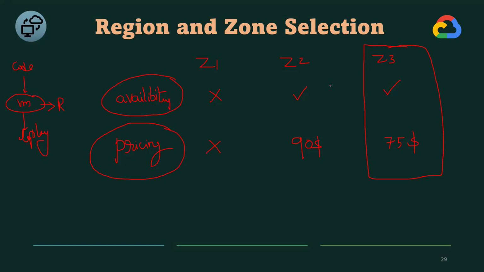The availability may vary from zone to zone or region to region. The pricing may vary from region to region and zone to zone. So you need to properly come up with a plan where to deploy it based on the availability and pricing. In this scenario, I wanted to deploy it in zone 3 because it is the most cost effective solution. Okay, so this is what our third point says.